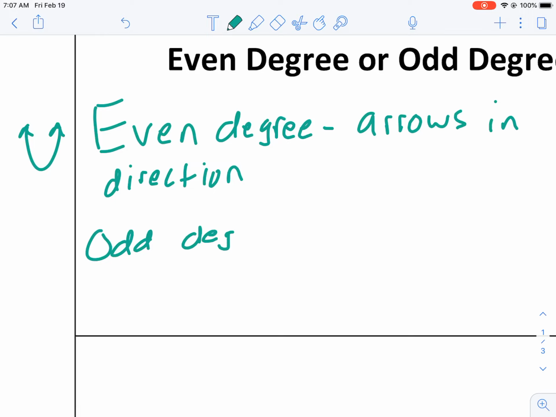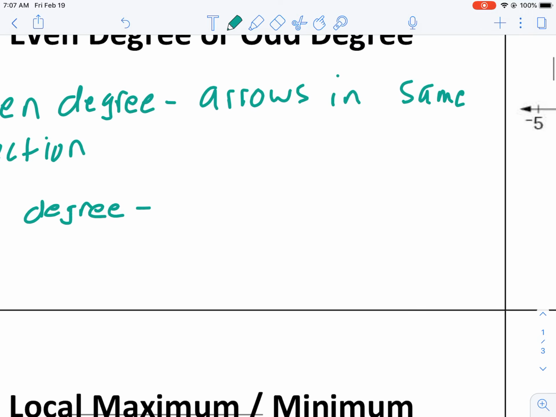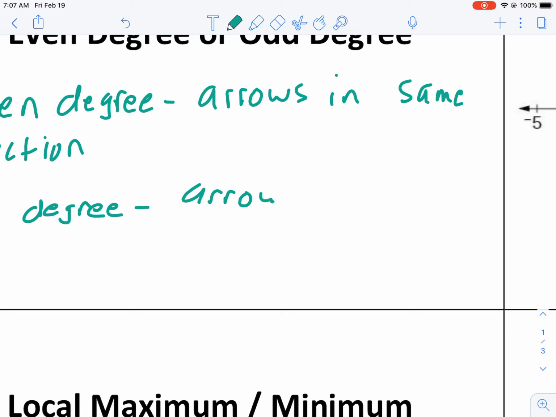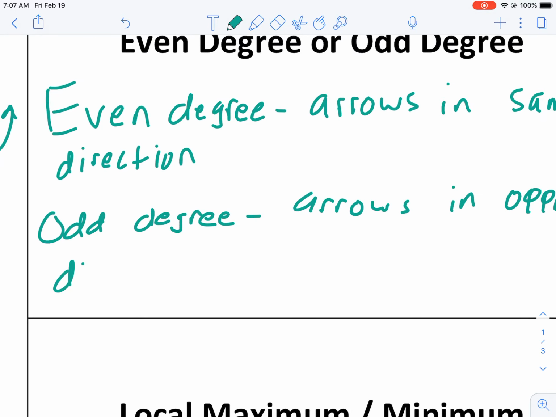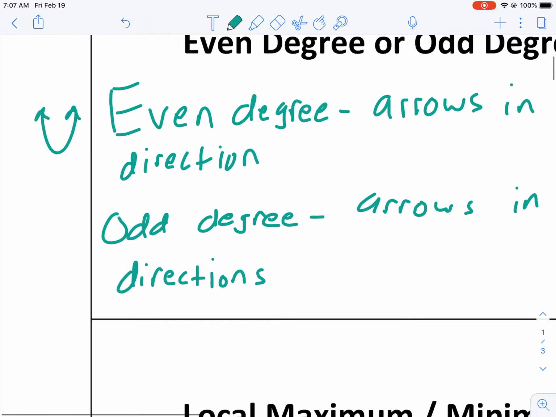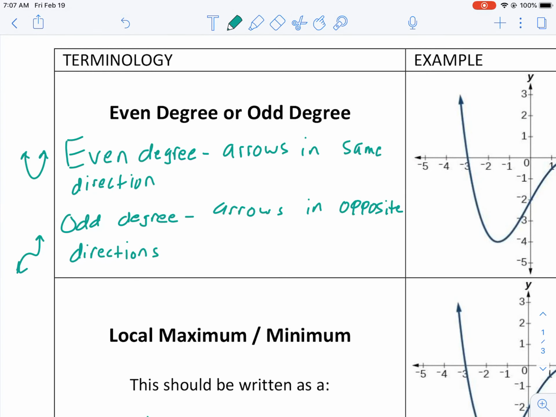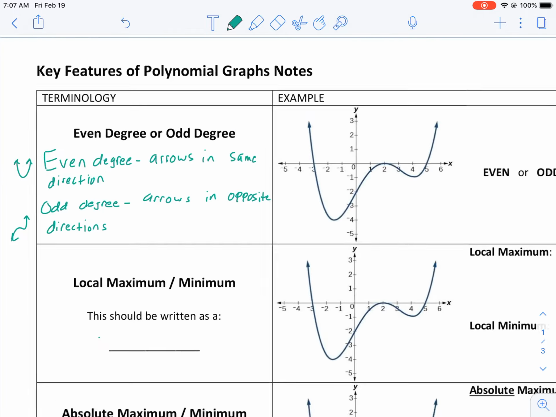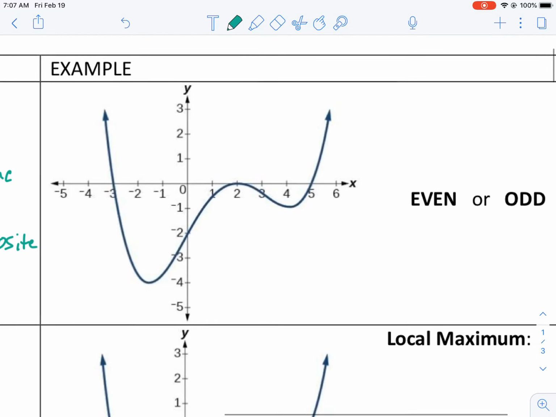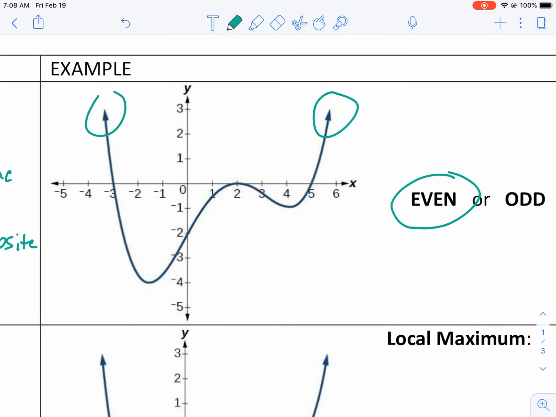An odd degree is the opposite. Okay, an odd degree, the arrows are going in opposite directions. So you can think about the cubic graph kind of goes like that, right? One arrow is going up, one arrow is going down. So you can tell whether the degree is even or odd based on the arrows, all right? So for this graph, both arrows are going up, so we would say that this is an even degree.